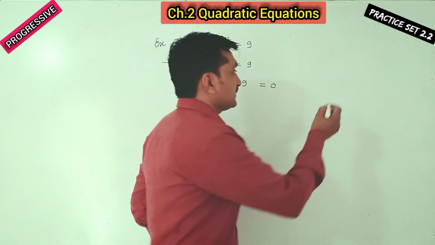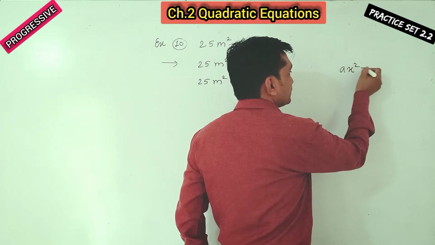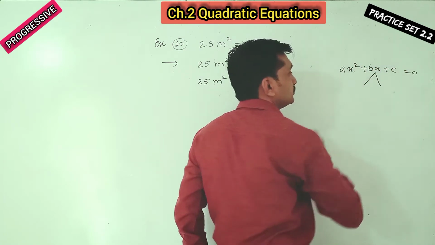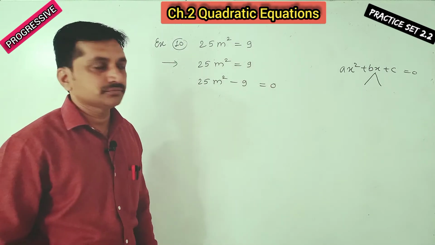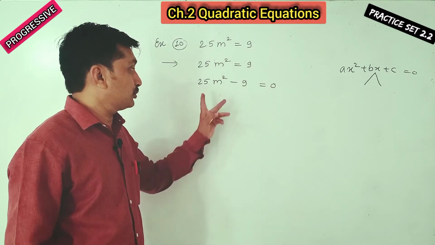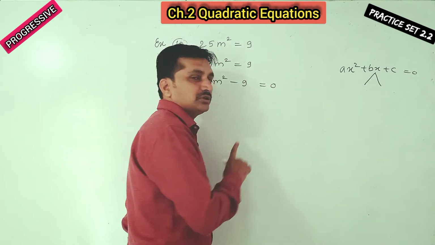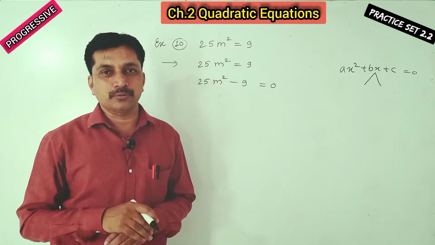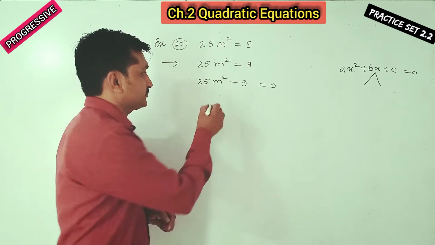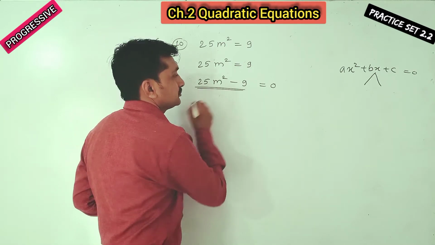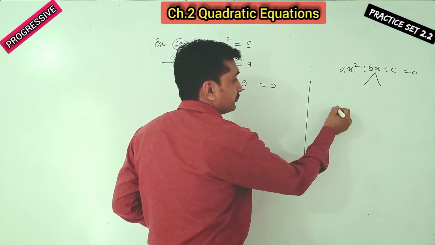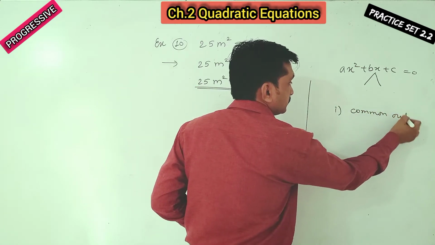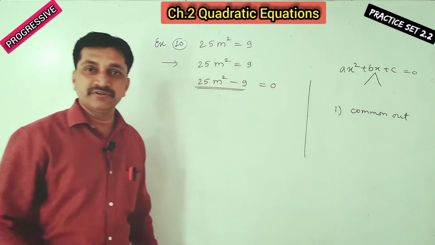If there is a trinomial ax square plus bx plus c equal to 0, we have to split the middle term. But here there are only 2 terms, and if there are 2 terms, you remember we have 2 options. First option, take common out if it is possible.